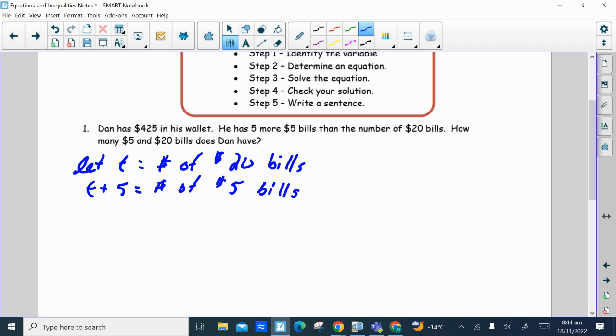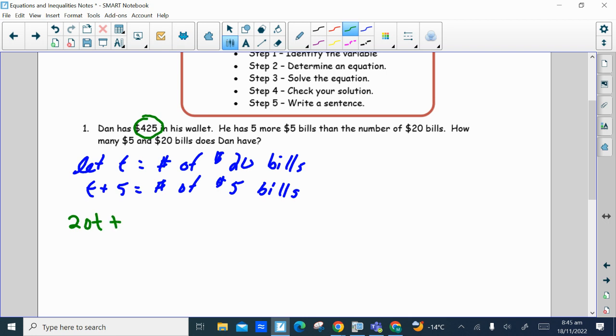Now, to solve the equation, well, first we need to write an equation. This is where we're going to use the fact that he has $425 in his wallet. Each $20 bill is worth $20. So if we wanted to get the value of all the money just from the $20 bills, we would take the number of $20 bills, which is T, and multiply by $20 for each bill. So that would be 20T.